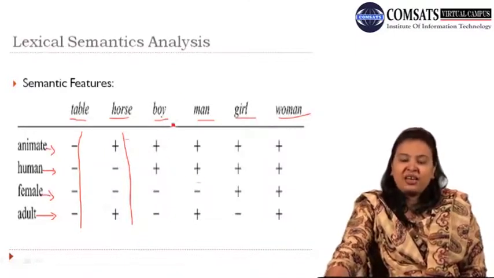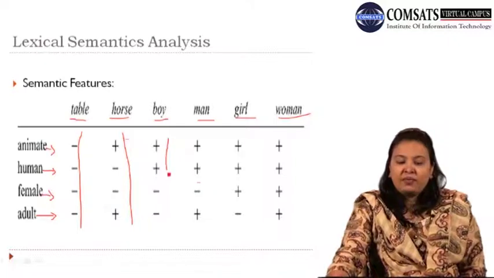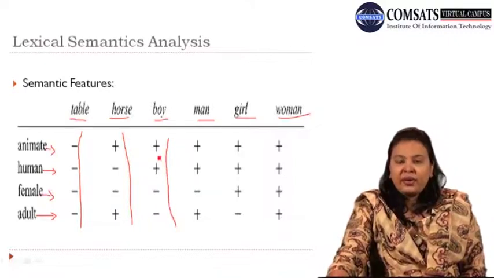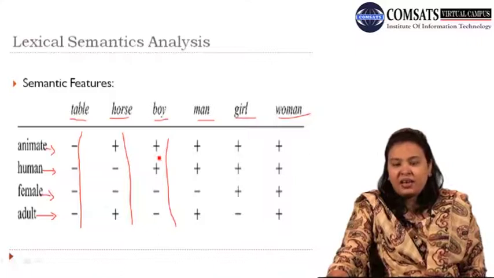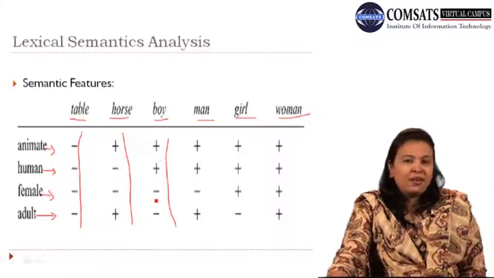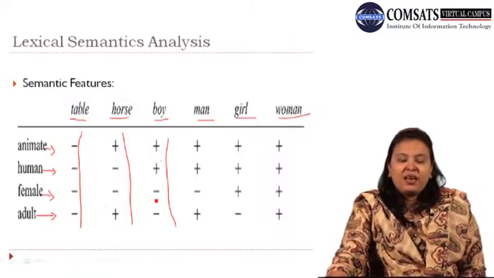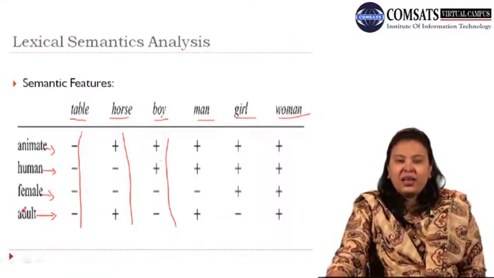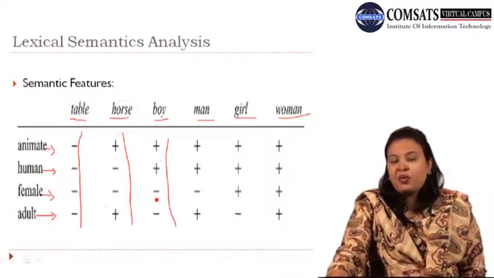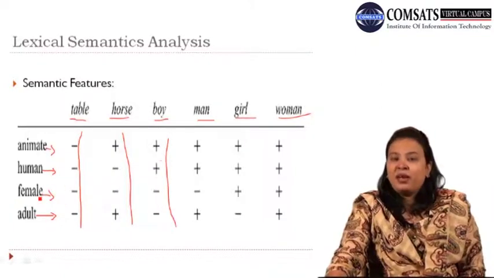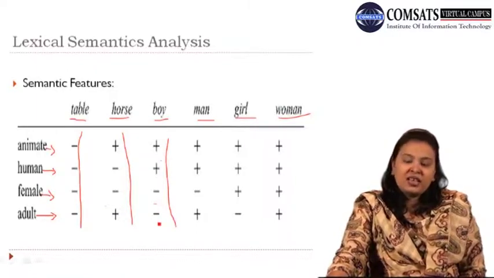Now look at the semantic features of the word boy. Animate, yes, living. Human, yes, plus. Female, minus. A boy is not a female. If I had the quality male over here, then yes, it would be a plus, but the quality I've chosen is female, so it is a negative. Adult? The boy is not an adult, it is before the adulthood stage, so this is a negative.